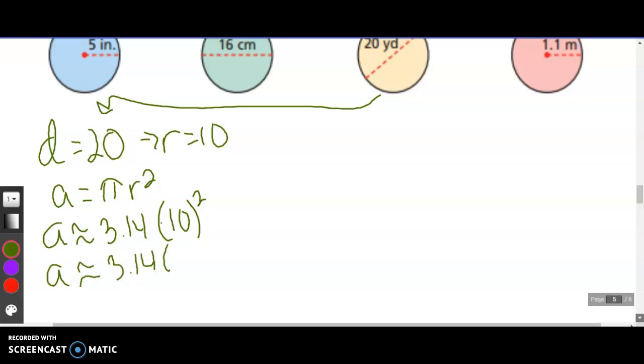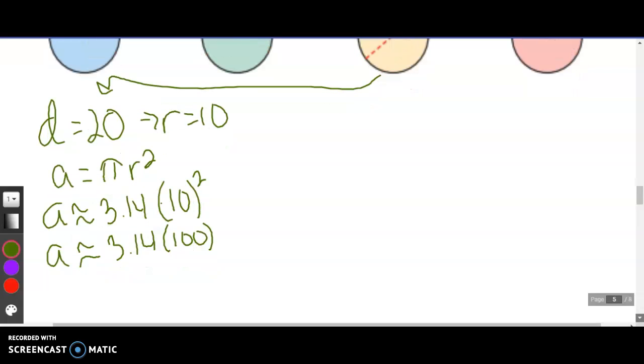times 100. And then we shouldn't need a calculator for this next part either, because anything times 100 moves the decimal to the right twice. So it's 314. Obviously, there's no rounding needed on that one. So we just give it a label, which is yards squared.